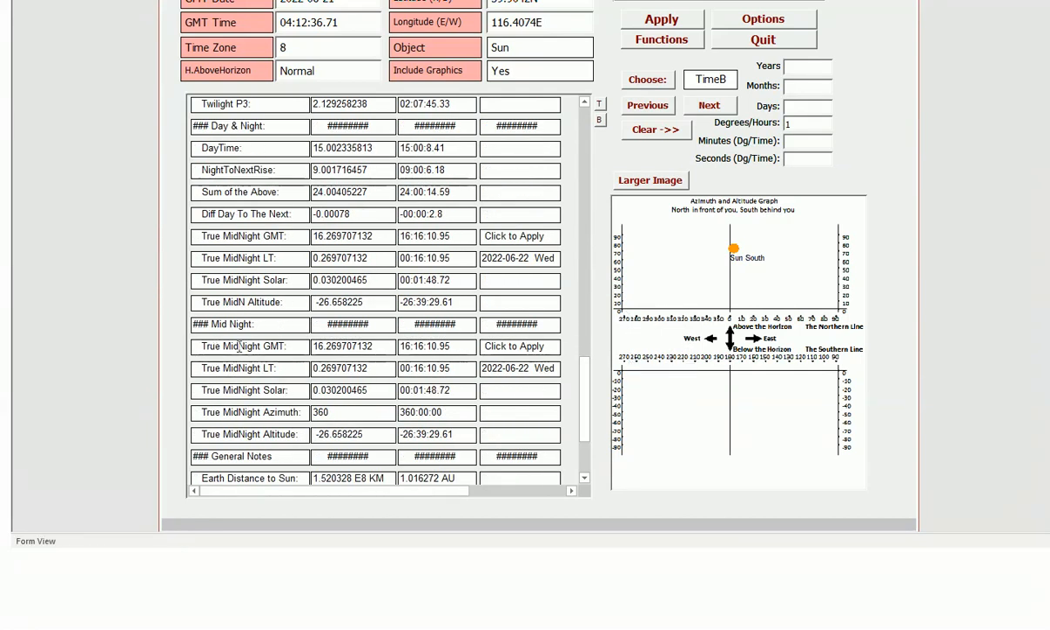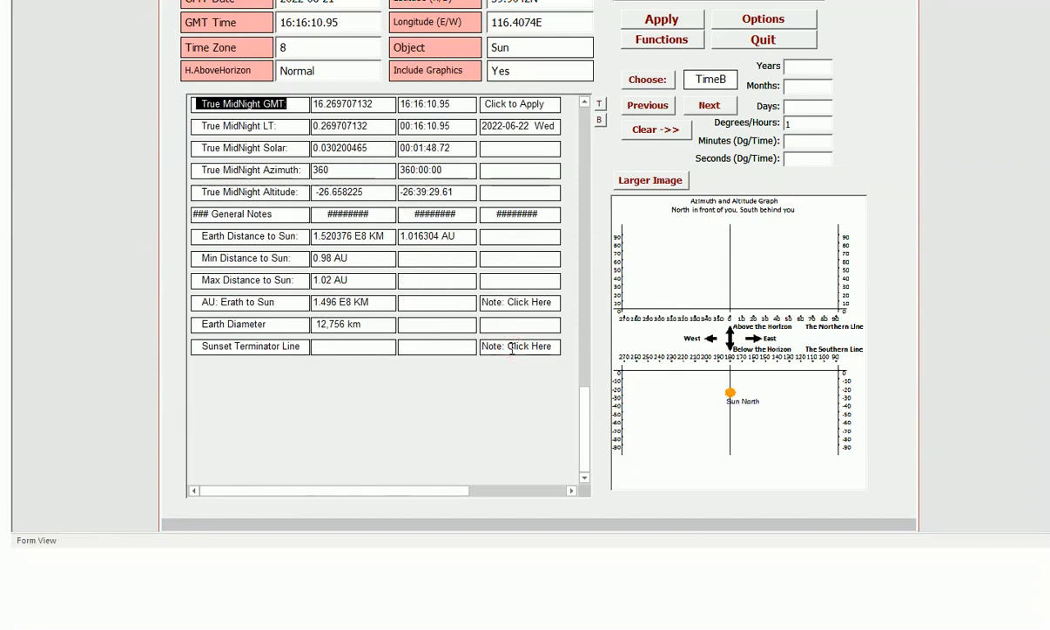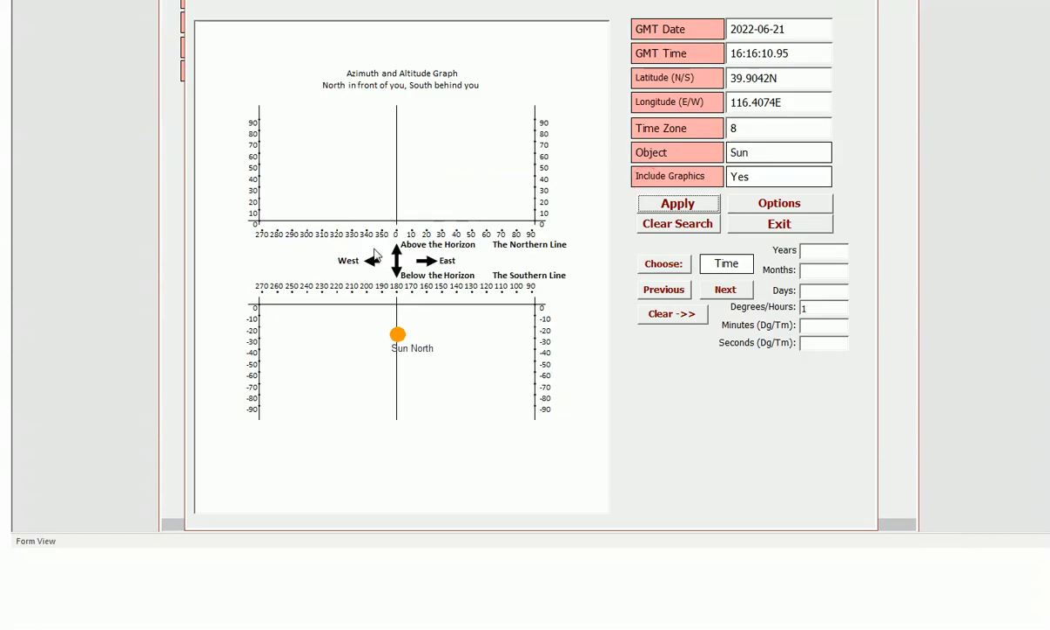This is through midnight GMT. Click to apply. And let's have a larger image. Now the question, what is midnight?